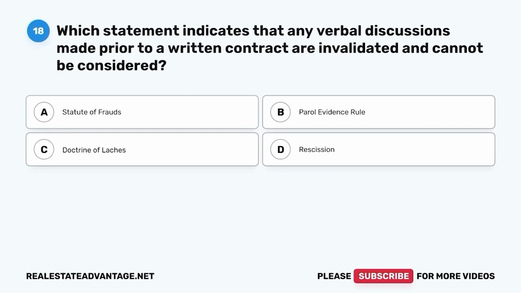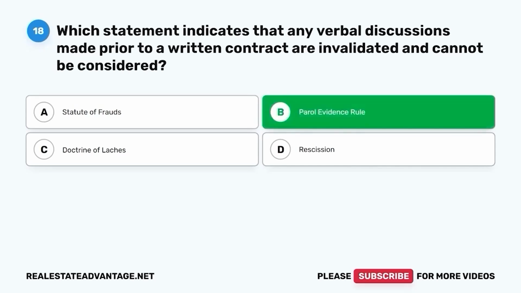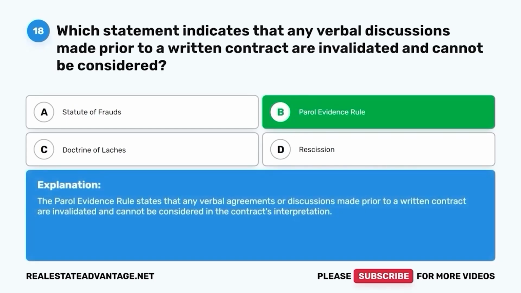Question 18. Which statement indicates that any verbal discussions made prior to a written contract are invalidated and cannot be considered? A. Statute of Frauds. B. Parole Evidence Rule. C. Doctrine of Laches. D. Rescission. The correct answer is B. Parole Evidence Rule. The Parole Evidence Rule states that any verbal agreements or discussions made prior to a written contract are invalidated and cannot be considered in the contract's interpretation.